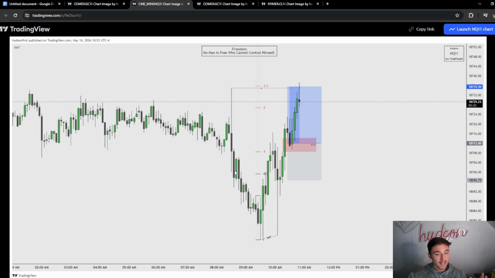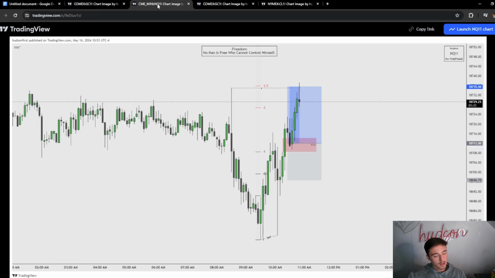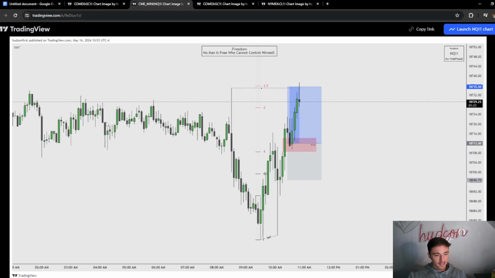So this is now manipulation, right? So we have a power of 3 model setting up, right? And you also always want to be marking out the midnight open, right? You want to be buying lower or close to midnight open and shorting above or close to midnight open, right? But you can't really see midnight open on my charts because on gold it was all the way down here, and on NASDAQ I don't think I even marked it out on this day.